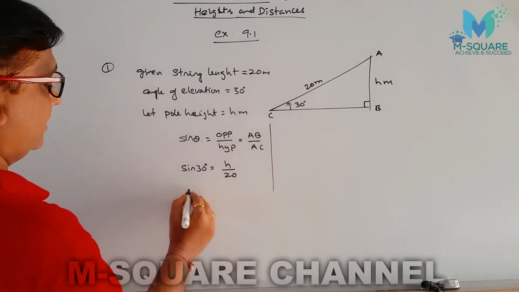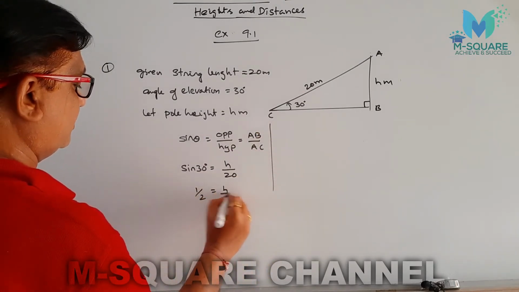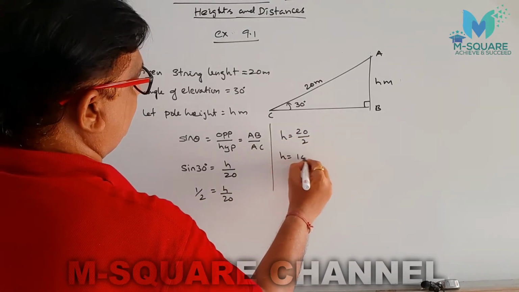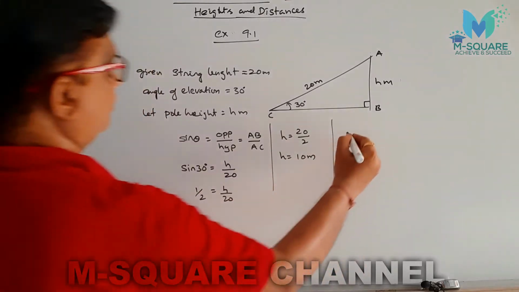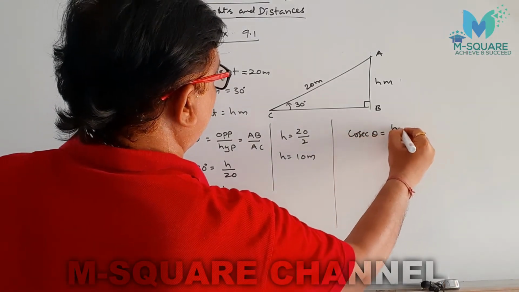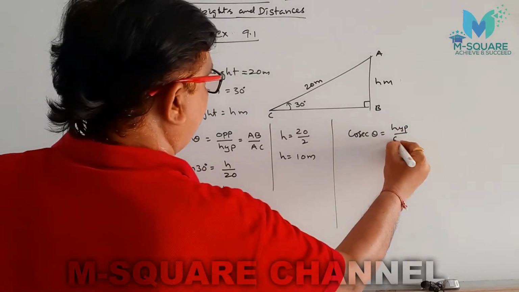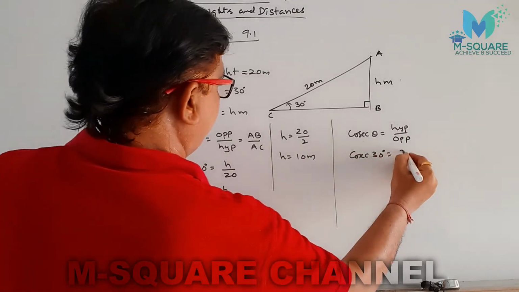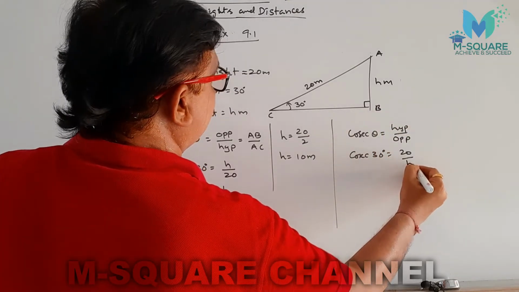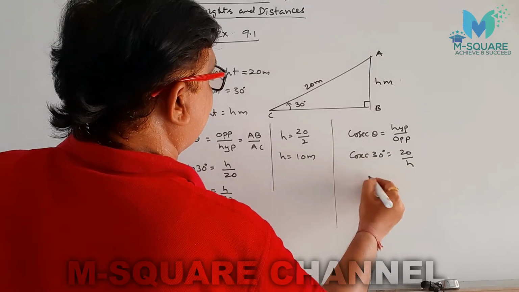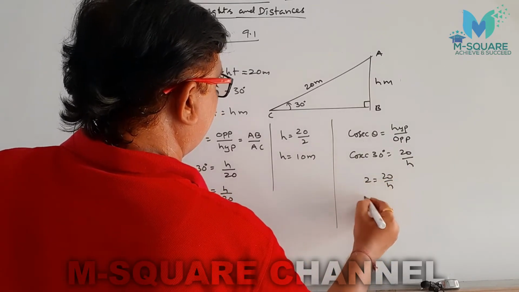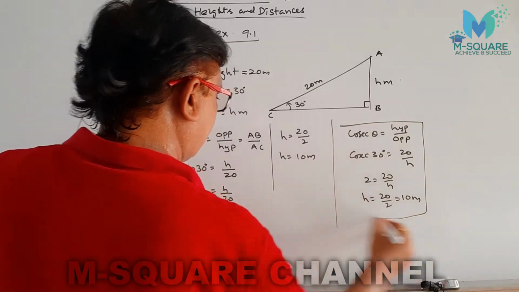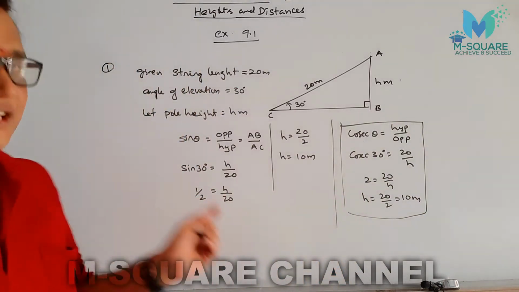So now 1 by 2 equals h by 20. So h equals 20 by 2, so h equals 10 meters. Suppose you take cosecant theta, it is not a problem. Cosecant theta is hypotenuse by opposite. So cosecant 30 degrees equals 20 by h. Cosecant 30 is 2, so 2 equals 20 by h. By transposing, we get 10 meters. So this is another method, using cosecant theta. Anyone you can do.